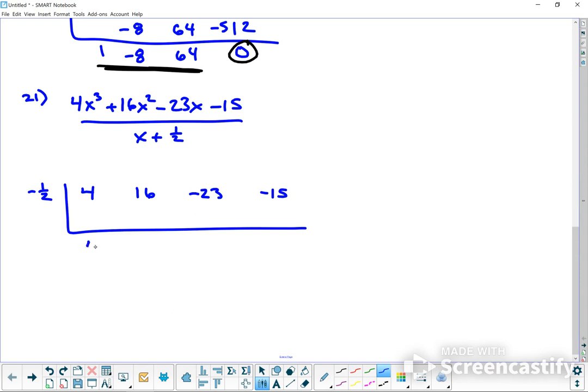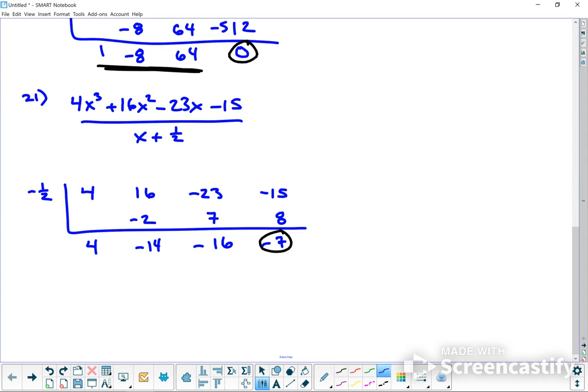Okay, bring the 4 down, multiply it, you get negative 2. Add it, you're going to get negative 14. Multiply it, you're going to get 7. Add it, you're going to get what? Negative 3 and 4, 16. Is that right? Yep. And half of negative 16 is positive 8. And then negative 15, positive 8. Negative 7. Okay, that's your remainder.